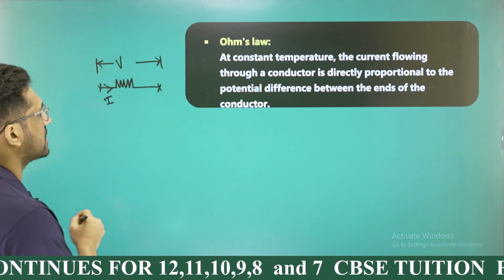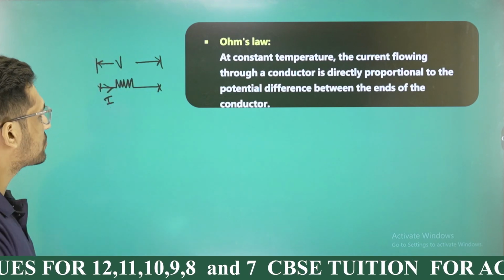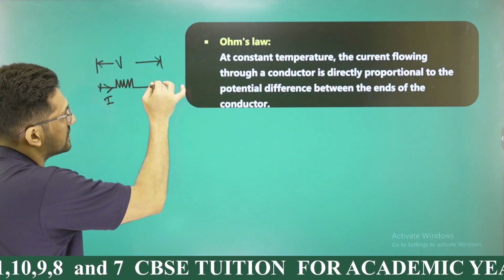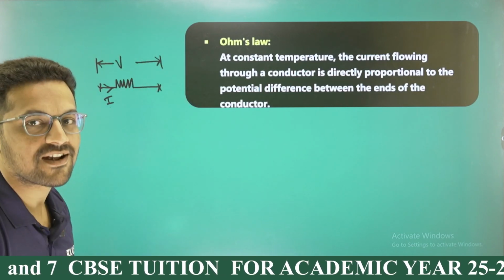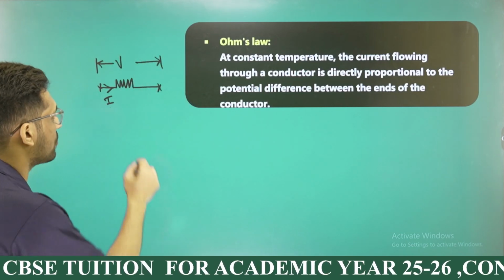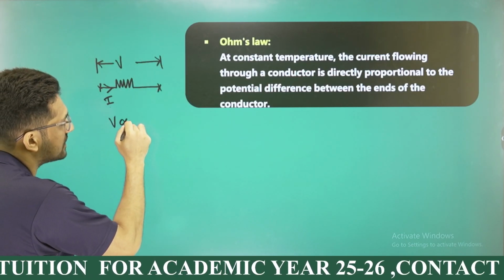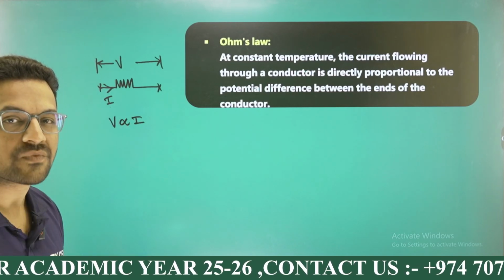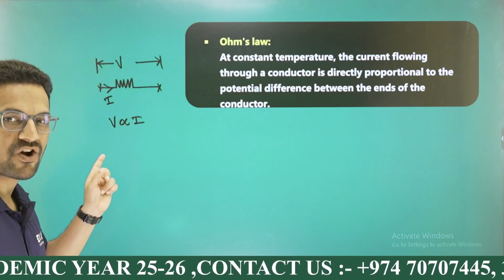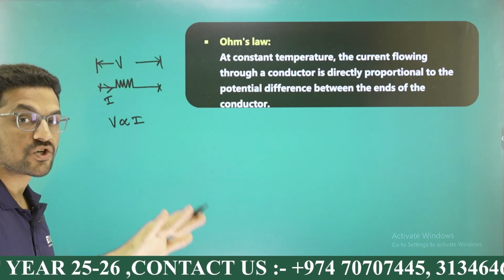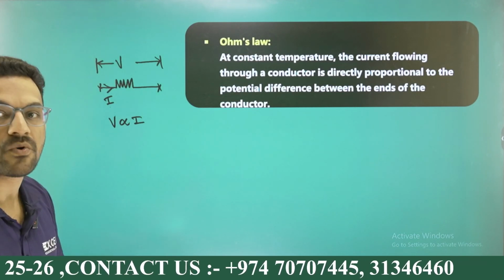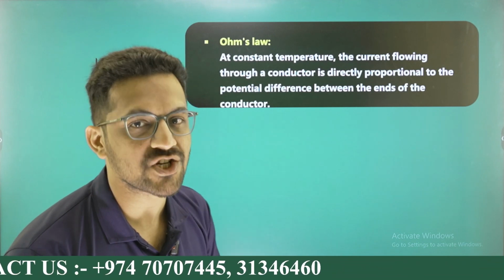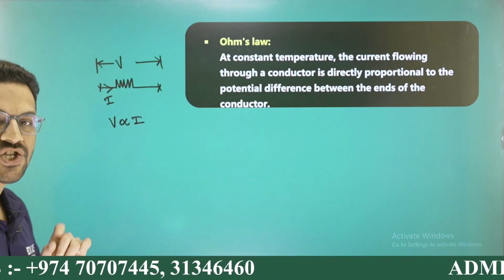At a constant temperature, the current flowing through a conductor is directly proportional to the potential difference between the ends of the conductor. That is Ohm's law. You can represent that using this relation: V is directly proportional to I. What is the meaning of this? Current is directly proportional to voltage, or voltage is directly proportional to current. As the voltage increases, current also will be increasing. Understood?